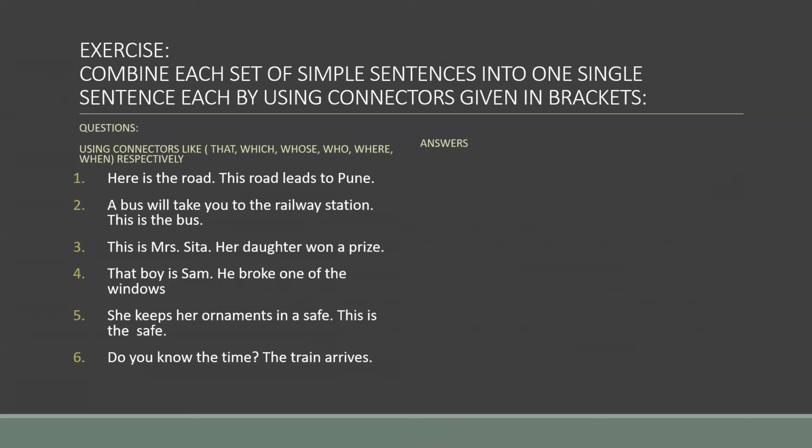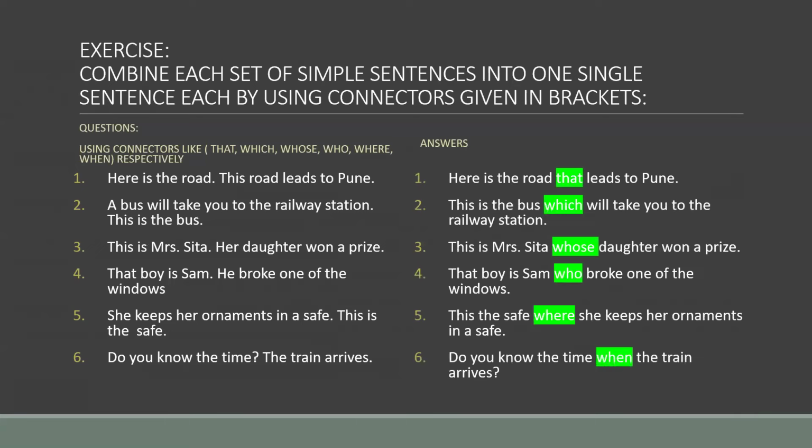Now let's see the answers. Here is the road that leads to Pune. We are combining with the connectors given in the brackets. This is the bus which will take you to the railway station. This is Mrs. Sita, whose daughter won a prize. That boy is Sam, who broke one of the windows. This is the safe where she keeps her ornaments. Do you know the time when the train arrives?